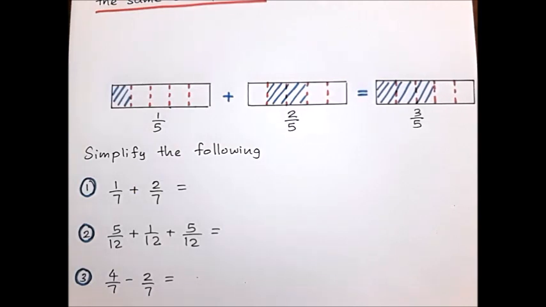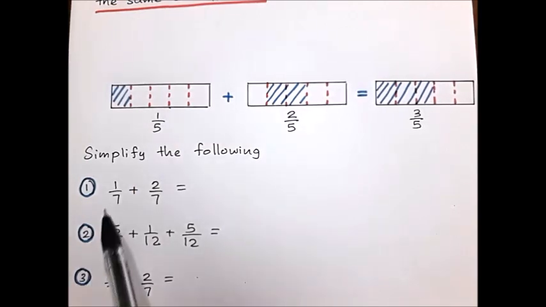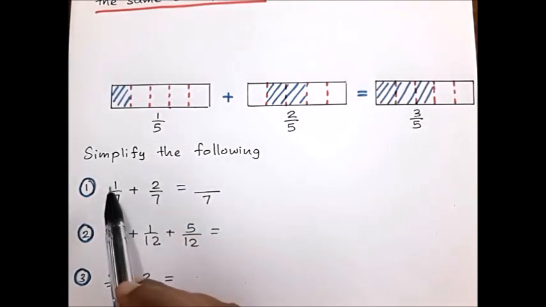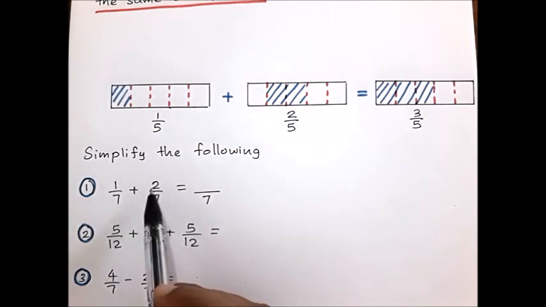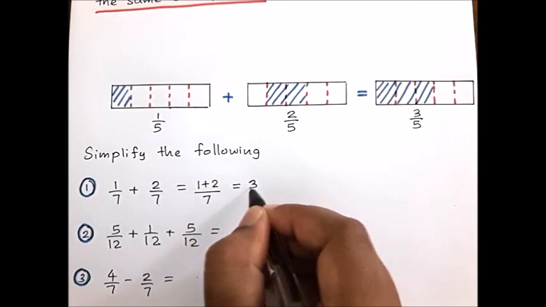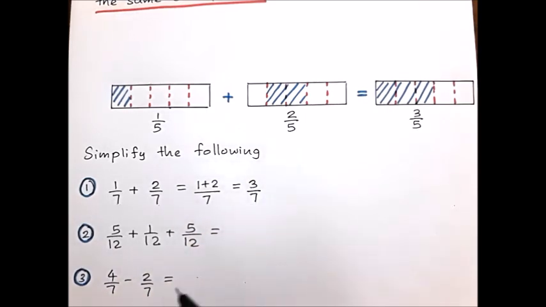Let's start to simplify following fractions. First one, you can see denominator is equal. It is 7. So write that denominator. Numerators are 1 and 2. You have to add numerators. 1 plus 2, it is 3. Answer is 3 over 7.